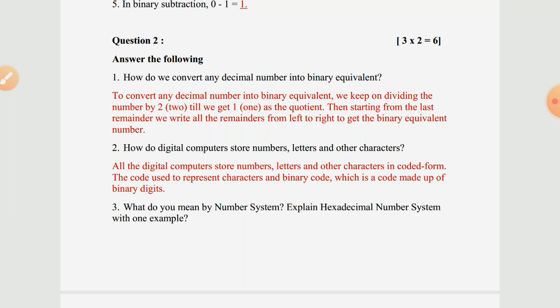For the second question, how do digital computers store numbers, letters, and other characters? Write down: all digital computers store numbers, letters, and other characters in coded form. The code used to represent characters is binary code, which is a code made up of binary digits. This is the second answer.